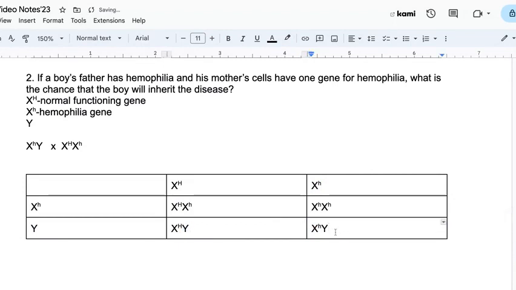As you can see, the boy has inherited this disorder from his mom, but mom does not have the disease herself. Dad has the disease, and he's able to pass it on to his daughters. One is a carrier because the mom's X big H masks it, so if this was the daughter that was born, she would not have the disease. However, this daughter would have the disease.